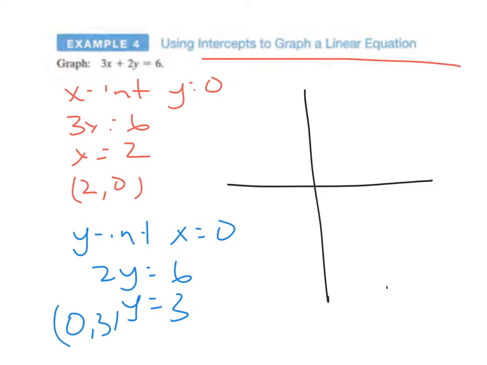And all I do is plot these points. So I plot my 2, 0, 1, 2, and then I plot my 0, 3, 2. I connect them. And that's how you graph using the intercepts.